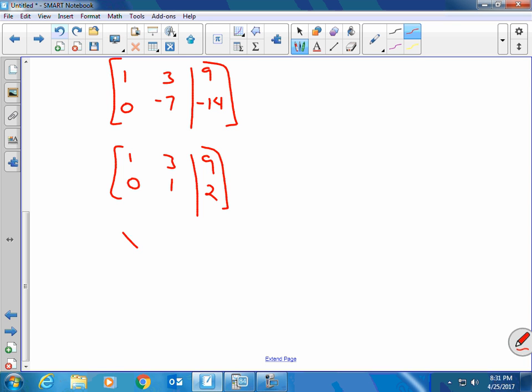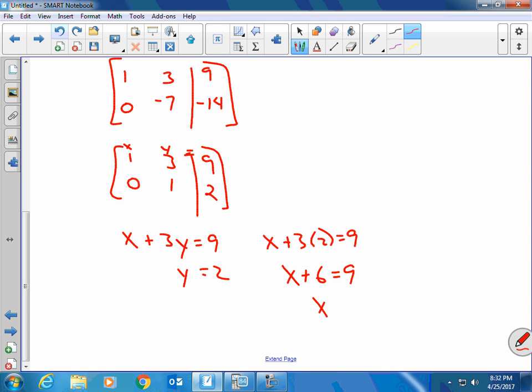Convert back to a system of equations. That was 1x plus 3y equals 9. We have 0 x's plus 1y, don't really need the 1, equals 2. I know what y is. y is equal to 2. My goal is to find x and y. I know y. I'm going to substitute what y equals into the first equation and solve. So I know x and I know y.